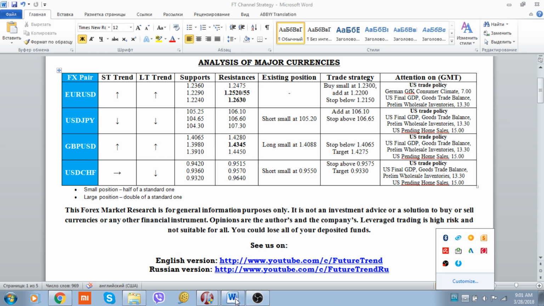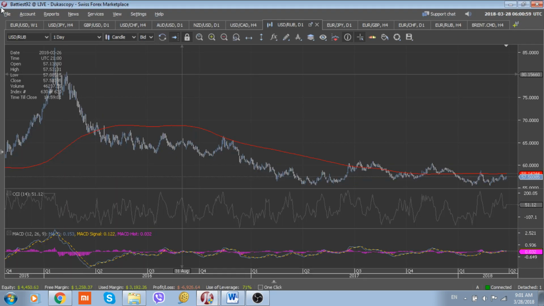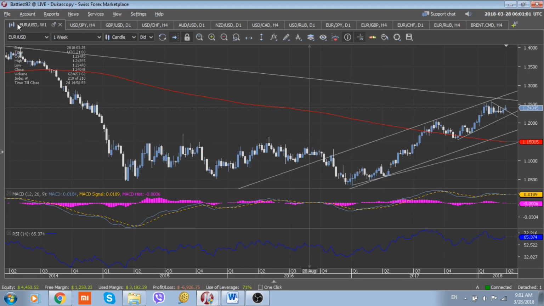As you can see, for example, in the euro dollar, let's see the daily chart. In the daily chart of the euro dollar, the one who sees it at first glance can tell that we are in a rising uptrend, and he will be absolutely right from this point of view. Now you can see the weekly chart.